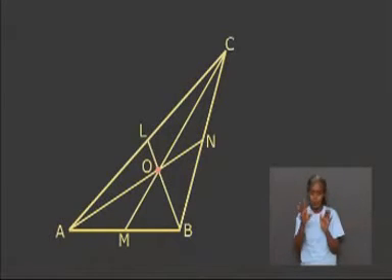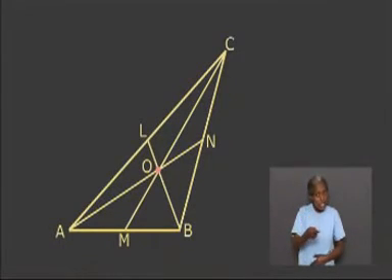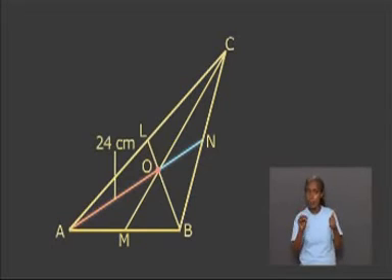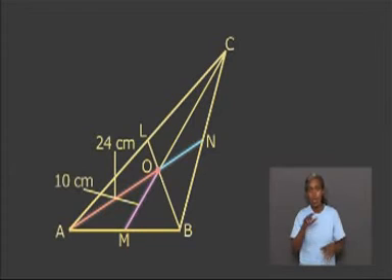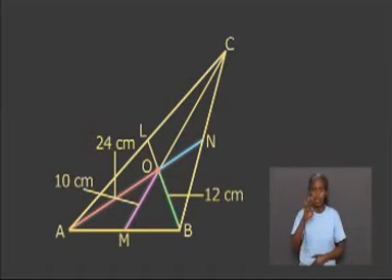Take a moment to copy down this triangle. We will say that line AN is 24 centimeters. Line OM is 10 centimeters. And line BO is 12 centimeters. I am going to ask you to find the length of 3 other lines, students. Use the theorem we have learned to help you. Please get started.